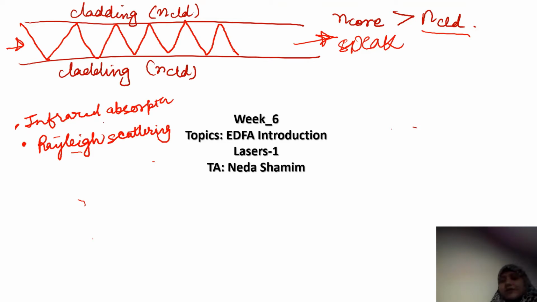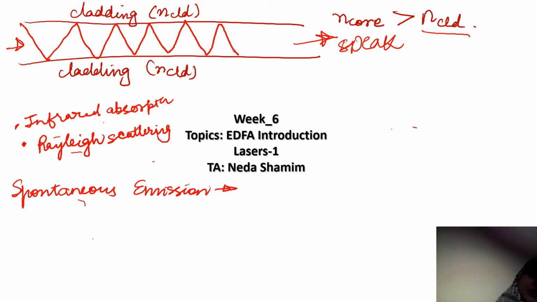One is spontaneous emission. In spontaneous emission, the spontaneously emitted photon may have the same frequency as that of the signal photon, but it may be out of phase. And because of that, what will happen? If it's out of phase, there can be interference, destructive or constructive. So spontaneous emission will lead to more noise in my signal. Because of spontaneous emission, there will be noise.